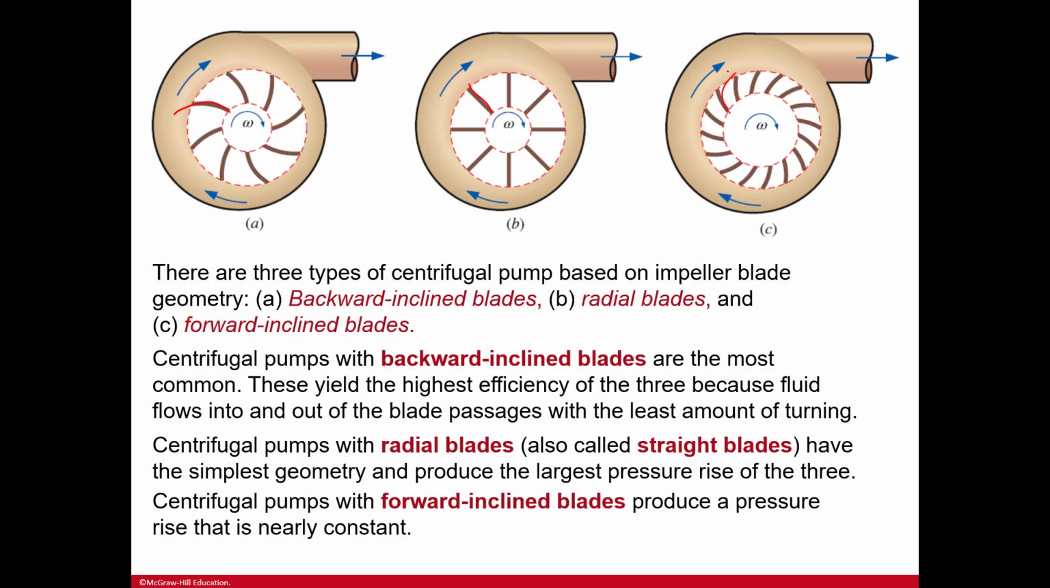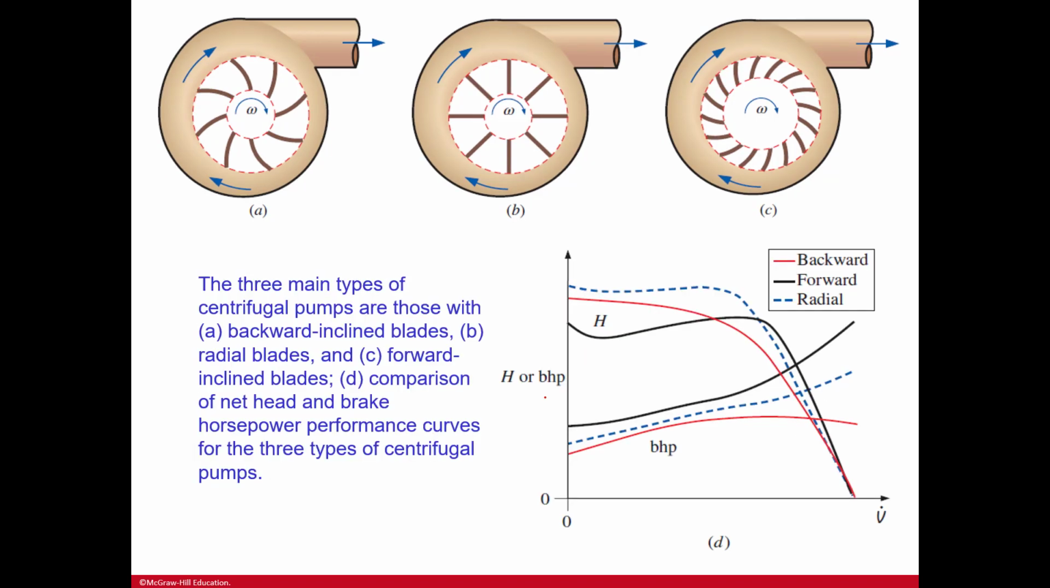Centrifugal pumps with backward incline blades, which is A, are the most common. These yield the highest efficiency. So A is the highest efficiency of the 3, with fluid flowing in and out of the blade passages with the least amount of turning, right? So that would be the highest. The radial blades, which is B, often called straight blades, have the simplest geometry to produce the largest pressure rise of the 3. And then the forward incline blades produce a pressure rise that is nearly constant.